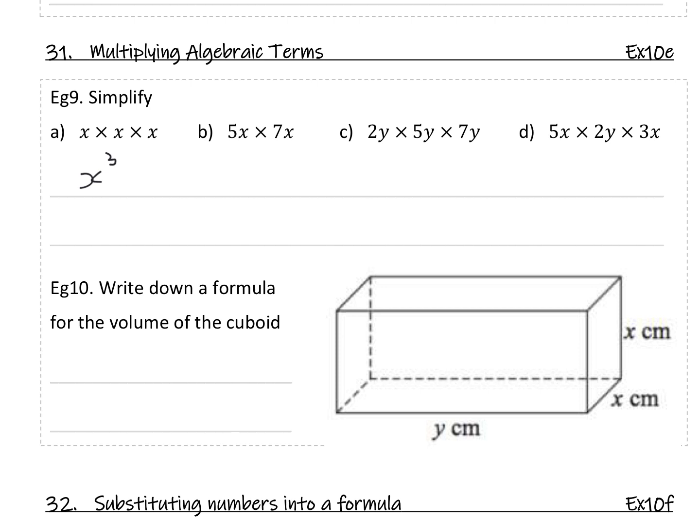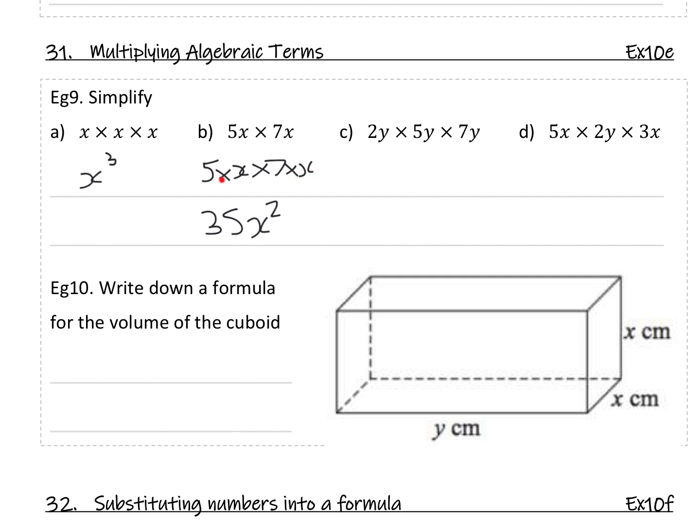Part b, 5x times 7x. It might be worth breaking this down first of all to think what you actually have. You've got 5 times x times 7 times x. You can multiply the 5 and the 7 together, that will give you 35. And you can multiply the x and the x together, and that gives you x squared.